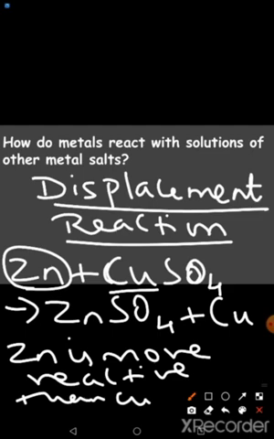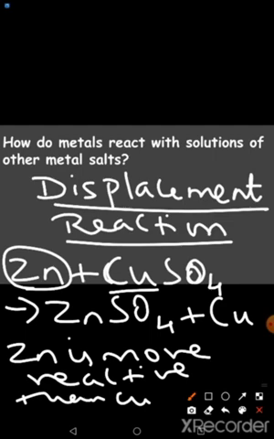Okay, so a metal that is placed higher in the activity series can displace the metal which occupies a lower position from the aqueous solution of its salt. Again, we'll learn the reactivity series very soon. But remember this, the metals that are placed higher in the reactivity series can displace the metal which occupies a lower position from the aqueous solution.